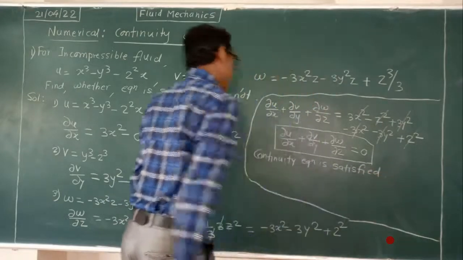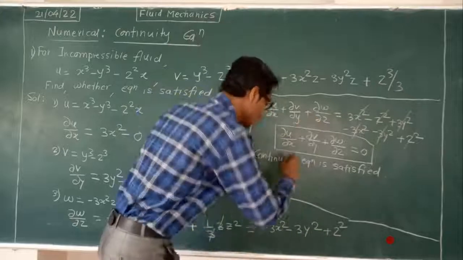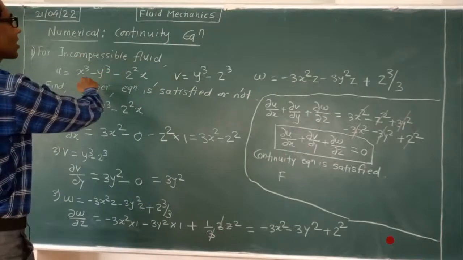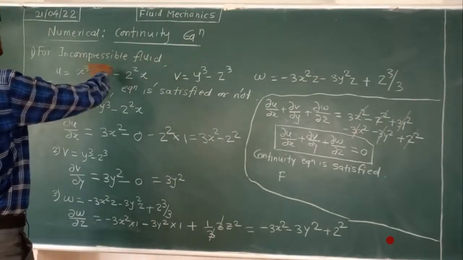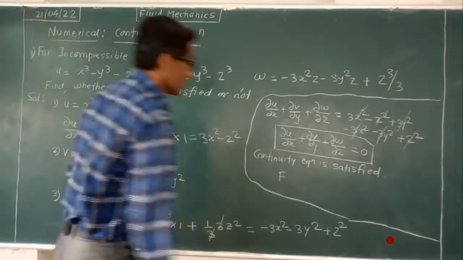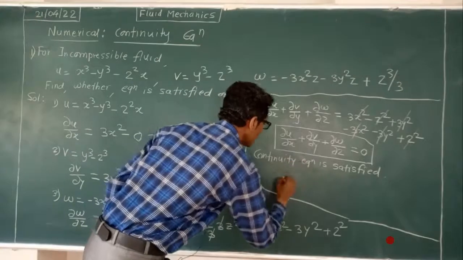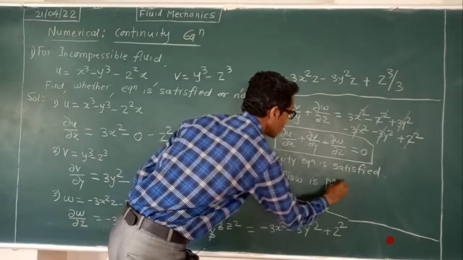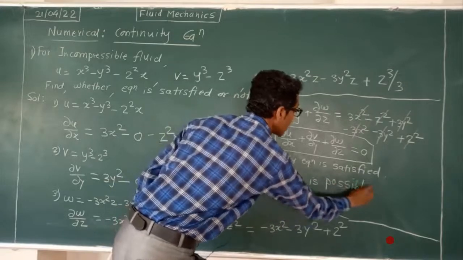and the ultimate meaning of this is what? Flow. Which flow? Already here it is mentioned that this equation is governing incompressible flow. So incompressible flow is possible for this example only.